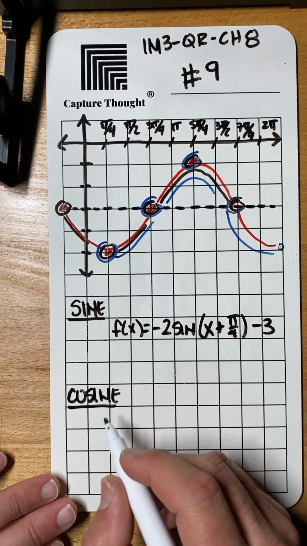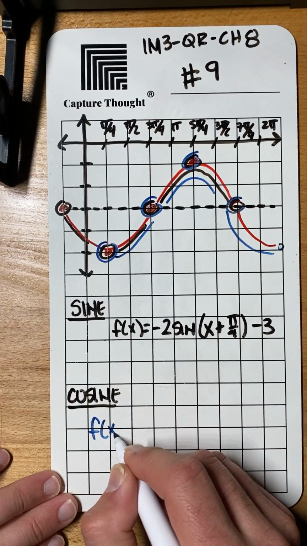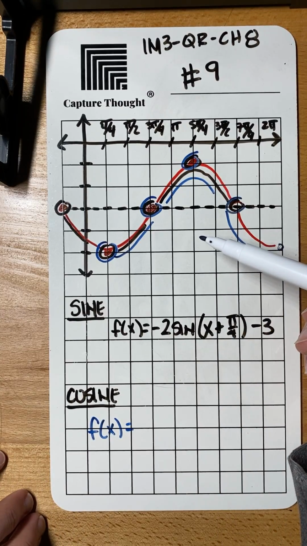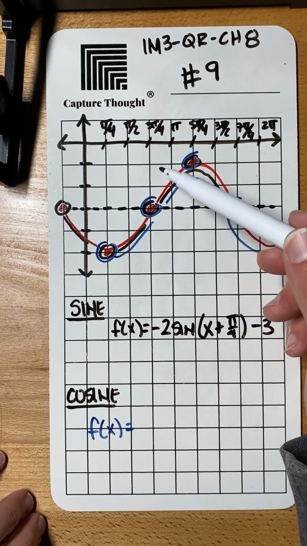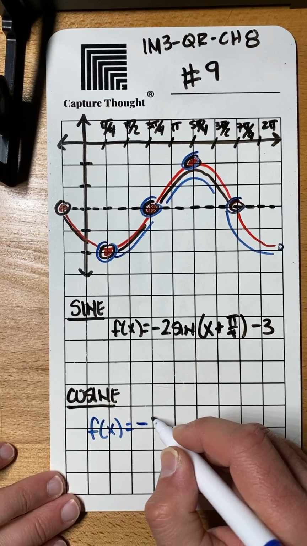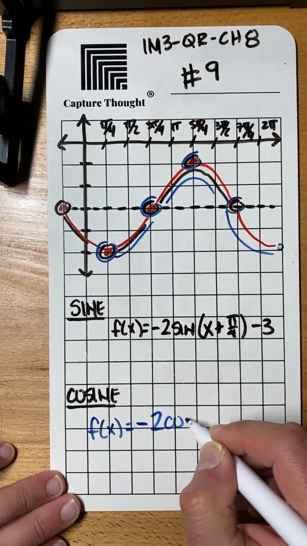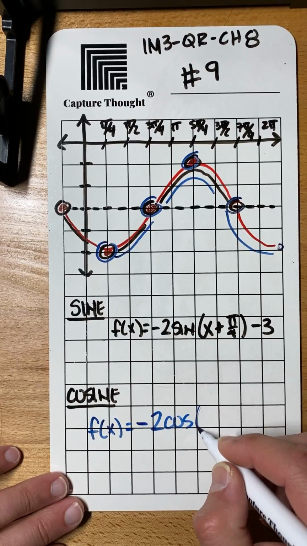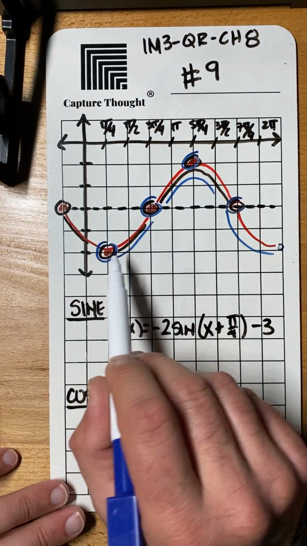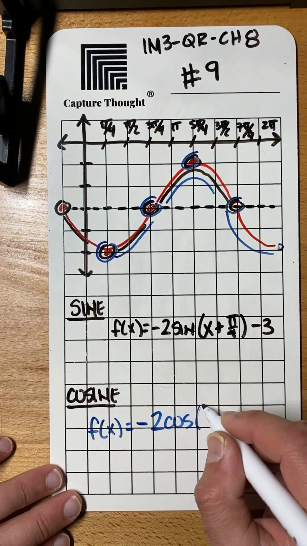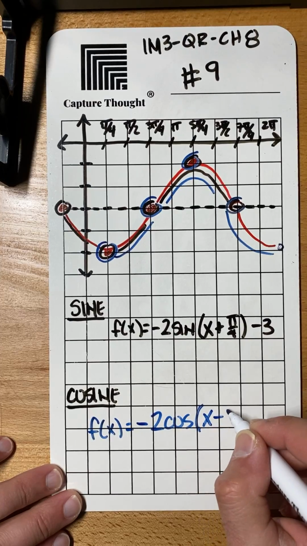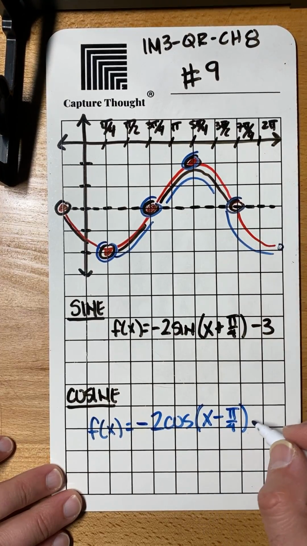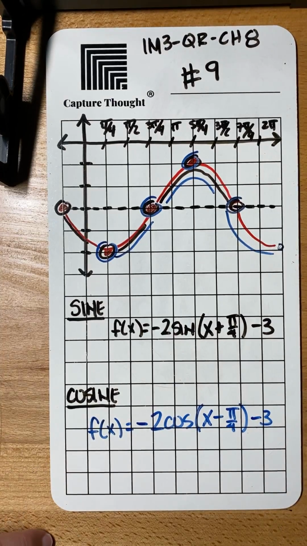Anyways, this function in blue would be a negative cosine curve because it's flipped over. So it'd be -2 cosine. My period is still 2 pi. That hasn't changed. But this graph has been shifted over pi/4 to the right. So I'd write this as x minus pi/4. And then the whole midline has been shifted down 3. So that's what I would choose for the blue one.